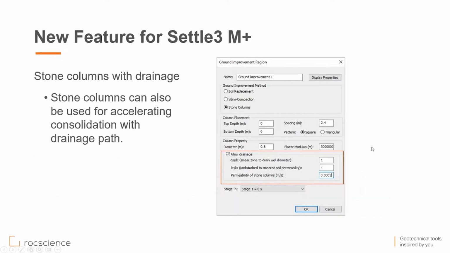The new feature for Settle3 with regards to stone column is the allowed drainage option. And stone columns can also be used to accelerate consolidation with a drainage path. So we have allowed users to now introduce the 3 parameters: the ds over dc, which is the smear zone to drain well parameter diameter, kr over ks, the undisturbed to smear soil permeability, and the permeability of the stone column itself. And you can define this in different stages.